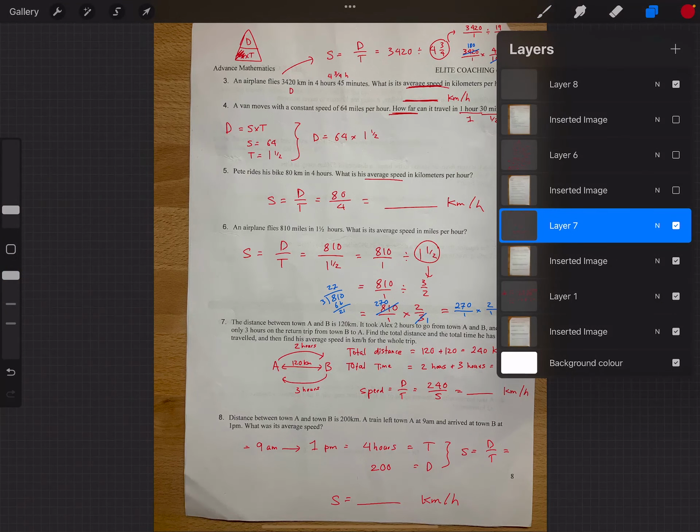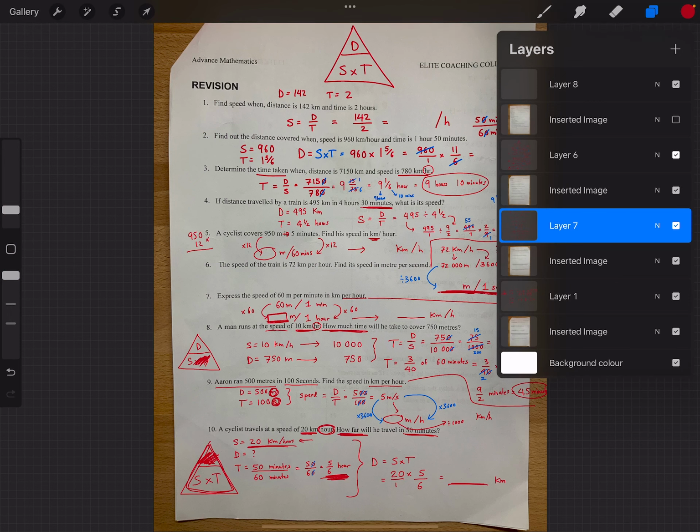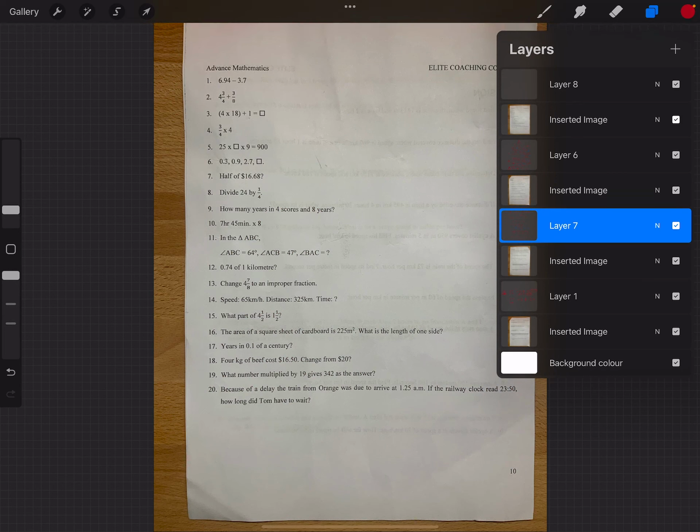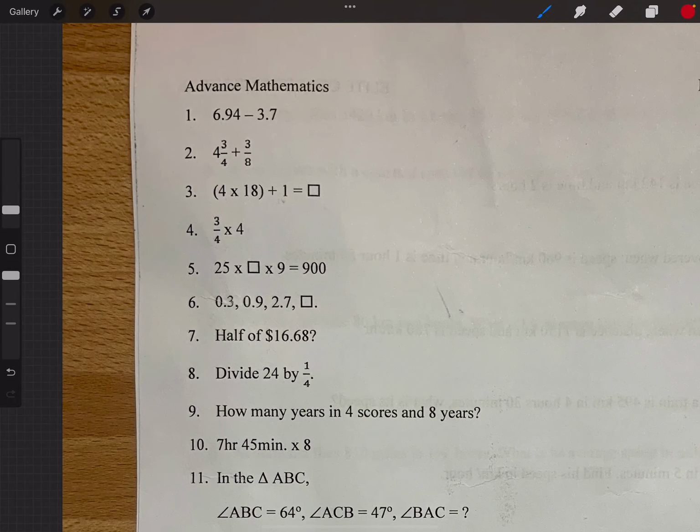Alright, let's see. We're going to go to page 9, which we've already done. And now we're going to go to page 10. Revision. Alright, so this one is 6.94 take away 3.7. Now there's no number after the 7, so we can put a 0 there. Work it out.